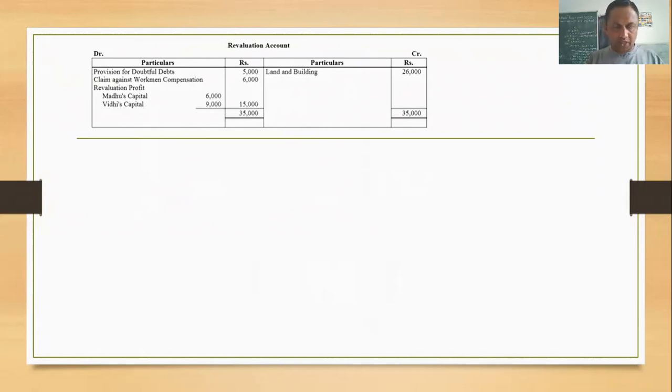So we equalize this. In this, the credit side is more than the debit side, so the balance is at the debit side. When the balance is at the debit side, it shows the profit on revaluation. So this profit of 15,000 is distributed to the partners' capital accounts.